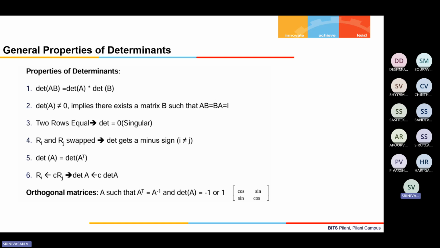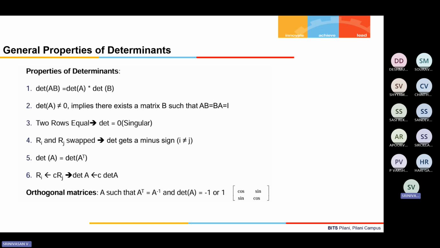Okay, right. Two rows equal, well, we have seen the determinant equal to 0. And if you interchange the rows, you get a minus sign, right? And we have seen determinant A is determinant A transpose. And if a row is multiplied by any constant C, then it is C times the determinant A. The constant into determinant A.